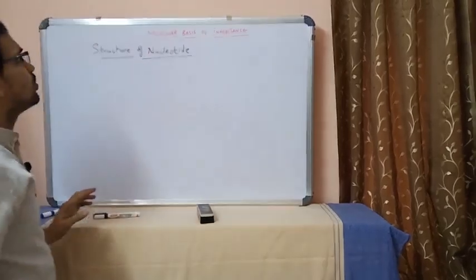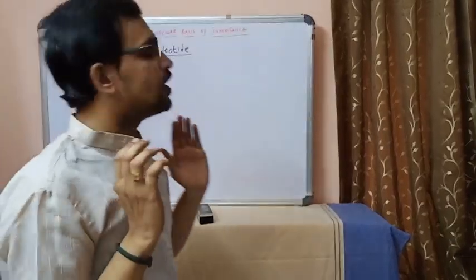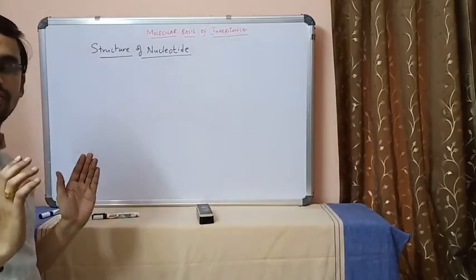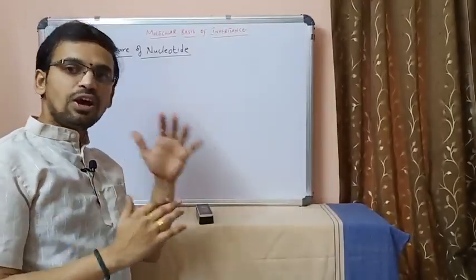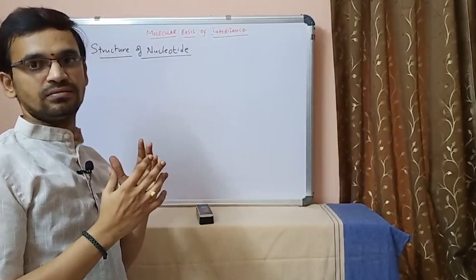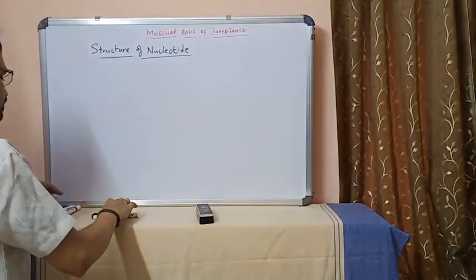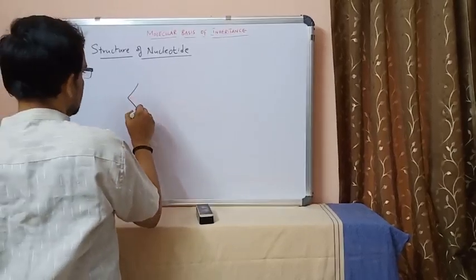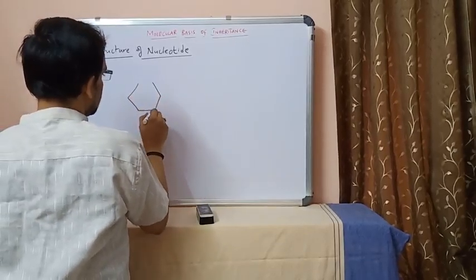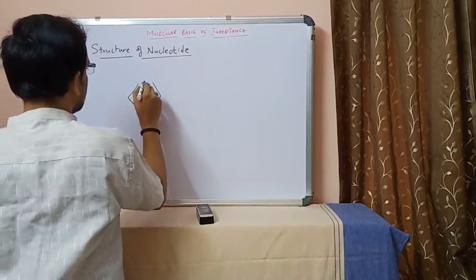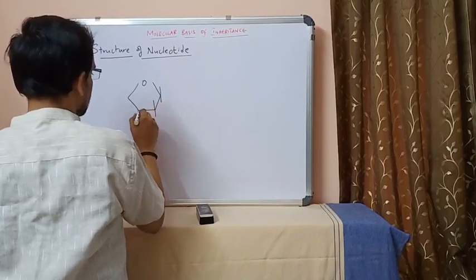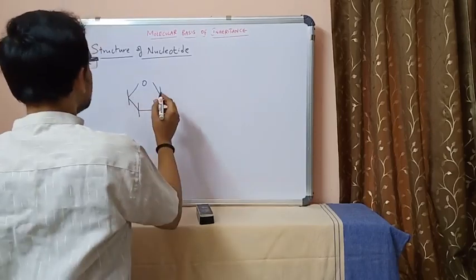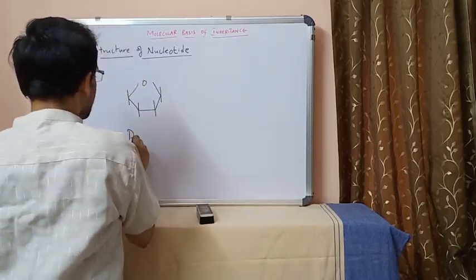Structure of nucleotide. So we know that the nucleotide is mainly composed of 3 components: sugar, base and phosphate. Now we are going to discuss how these 3 components are interlinked in the nucleotide. So first we are going to discuss the structure of deoxyribonucleotide.